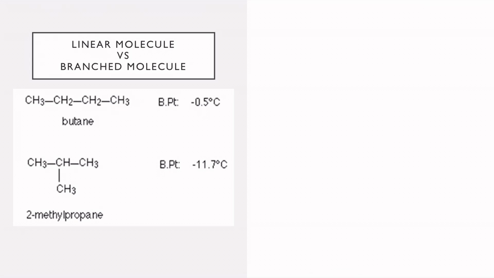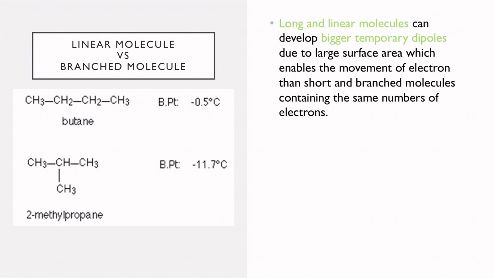It has a long and linear shape. So the long and linear molecules can develop bigger temporary dipoles due to large surface area, which enables the movement of electrons. So butane here has a larger surface area. Tengok. Nampak tak? The surface area of the exposed molecule, imagine lah, exposed atoms, it is larger. The surface area is larger.